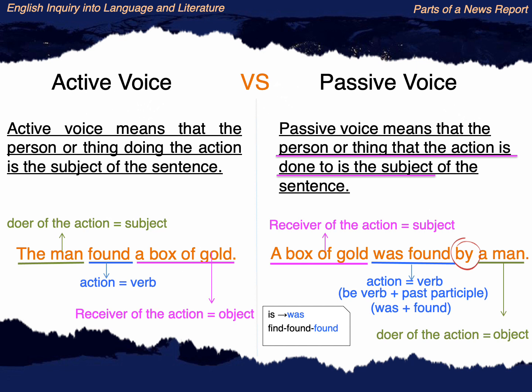And last, by. By is important in passive voice. It shows that the man found a box of gold. Passive voice is formed sometimes by using the word by.